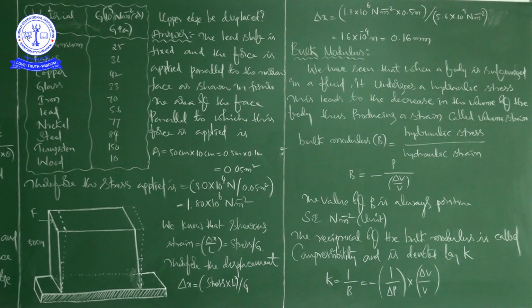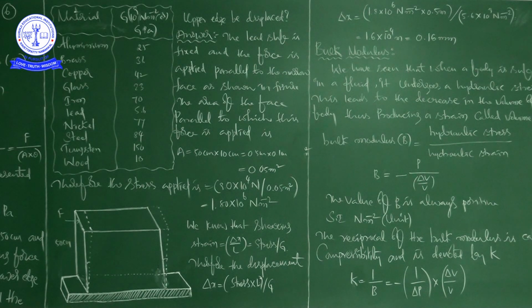Stress into L by capital G. Stress we calculated, which is 1.8 into 10 to the power of 6 Newton per meter square, into capital L, that is 0.5 meter, divided by 5.6 into 10 to the power of 9 Newton per meter square. What is this? It is capital G, the shear modulus. Here the G value is according to the table, and you can get it as 5.6 into 10 to the power of 9. That is for lead, because it is a square lead slab, that's why he has taken 5.6 into 10 to the power of 9.